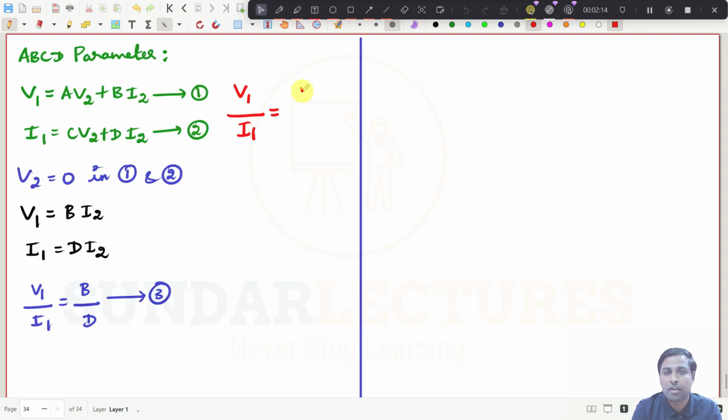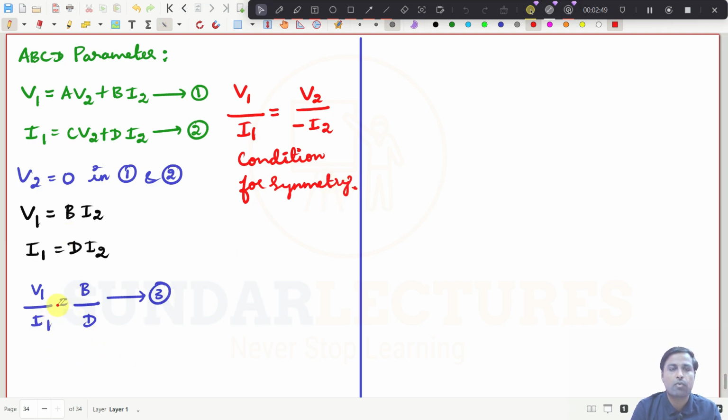So what will I get here? It will be V2 by minus I2. This is the condition for symmetry. Try to understand. This is what we have done for reciprocity also, right? For writing the equations in reciprocity in ABCD parameter, we would have written like this: maybe V1 by I2 is equal to V2 by reverse of I1, or here we would have put minus I2, right? So this is the condition for symmetry, and you have to make it very clear. I have found what V1 by I1 is.